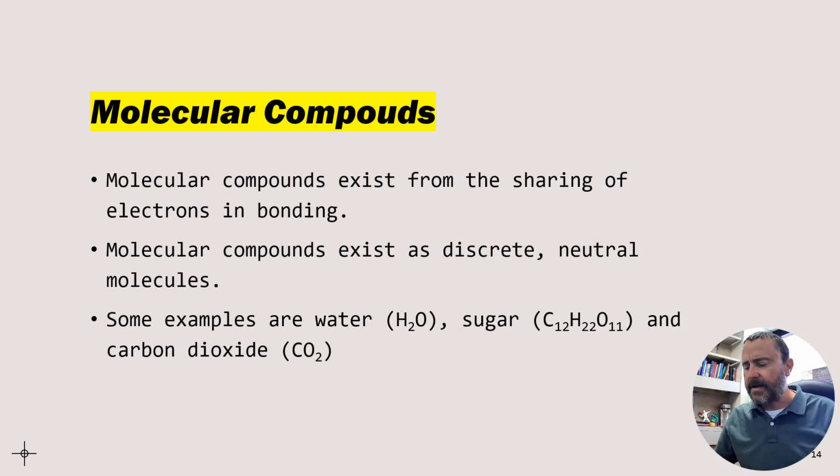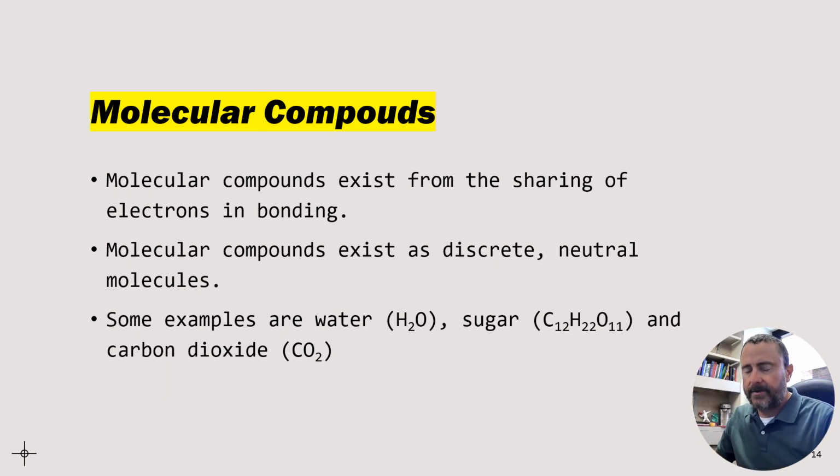Molecular compounds exist because they share electrons whenever they bond with each other. It's like they want to say, hey, I want joint custody of the kids, where part of the time the electrons are going to be around one of the elements, and part of the time they're going to be around the other one.